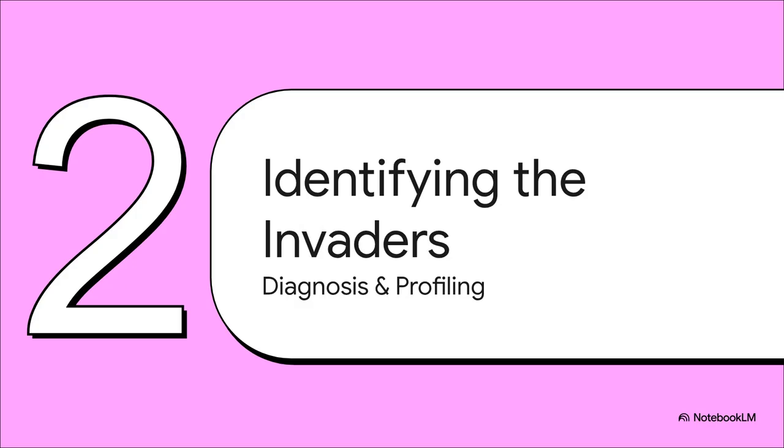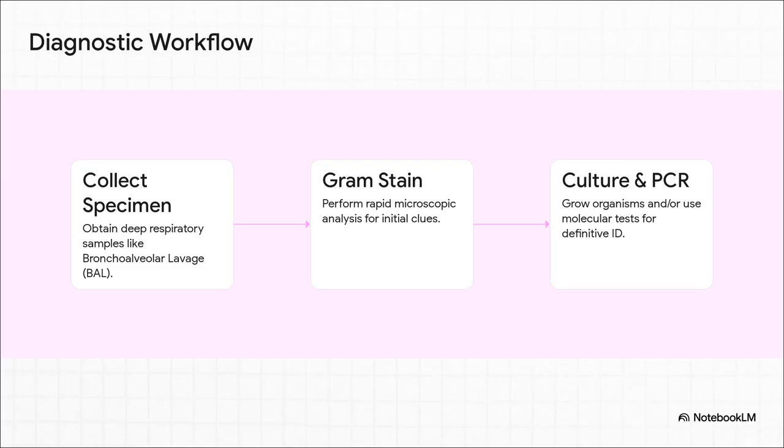Okay, so you suspect VAP. How do you figure out who the enemy is? You can't fight what you can't see, which is why diagnosis and getting a detailed profile of the pathogen are just, well, they're everything. The diagnostic workflow is pretty methodical. It all starts with getting a good sample, ideally from deep inside the lungs. A procedure called a bronchoalveolar lavage, or BAL, is great for this. From there, the lab does a quick gram stain. This gives us our first big clue. Is it gram-positive or gram-negative? Finally, for the definitive answer, we either grow the organism in a culture or use faster molecular tests like PCR. That's what tells us exactly what we're up against.